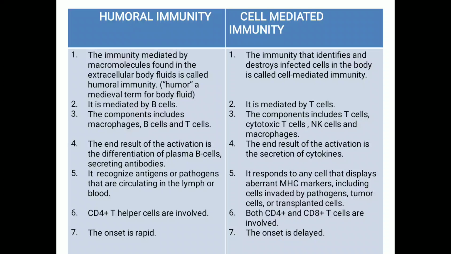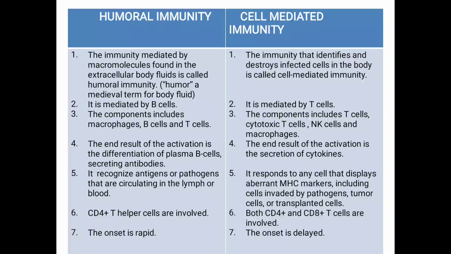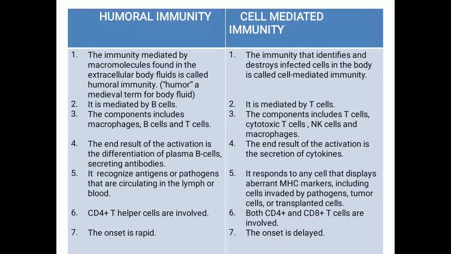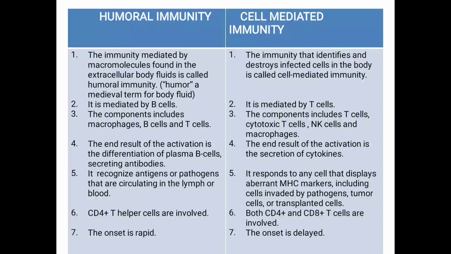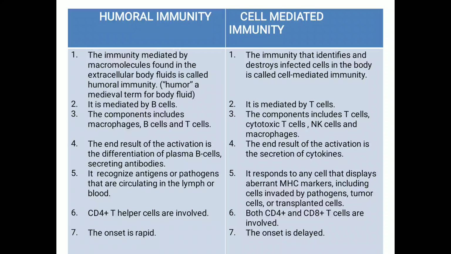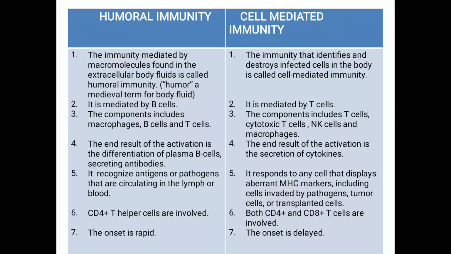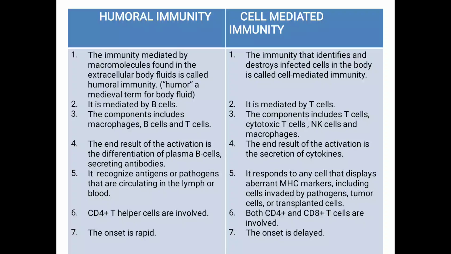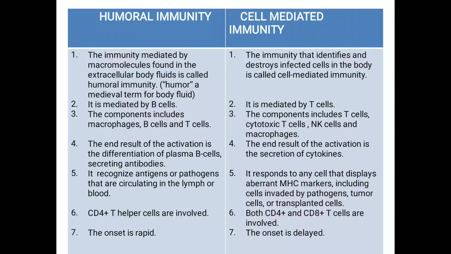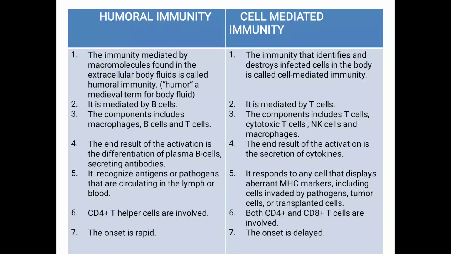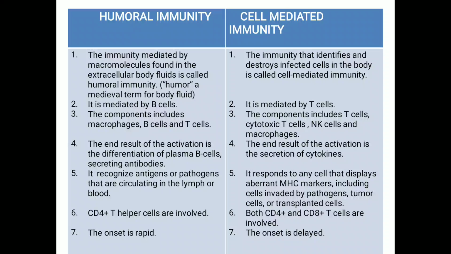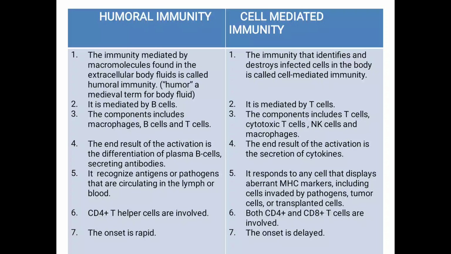So, here is the difference between humoral immunity and cell-mediated immunity. The immunity that is mediated by the B cells or the antibodies produced by the B cells found in the body fluid is known as humoral immunity, while the immunity that identifies and destroys infected cells in the body is known as cell-mediated immunity. Humoral immunity is mainly mediated by B cells, while cell-mediated immunity is mainly mediated by T cells. The components of humoral immunity involve macrophages, B cells and T cells, while the components of cell-mediated immunity involve T cells, cytotoxic T cells, natural killer cells and macrophages.